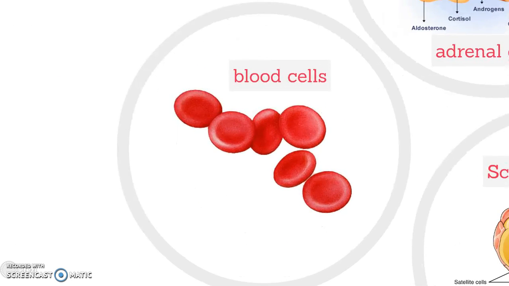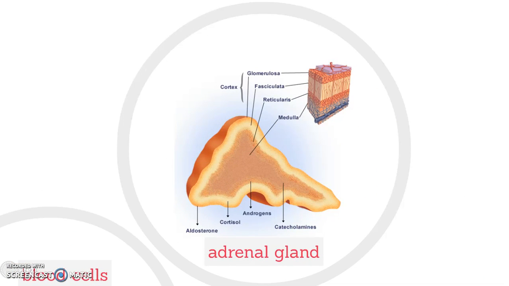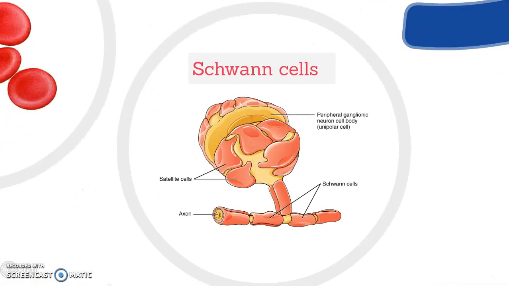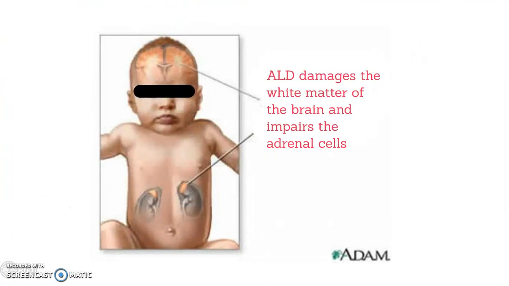The cells affected include the cells of the blood, cells that produce hormones like the adrenal gland, and the cells that produce myelin like the oligodendrocytes and the Schwann cells of the nervous system. Therefore, clinical signs seen in patients with ALD include those that cause malfunction of the said cells. This X-linked disorder is characterized by cerebral demyelination and degradation of the adrenal function.